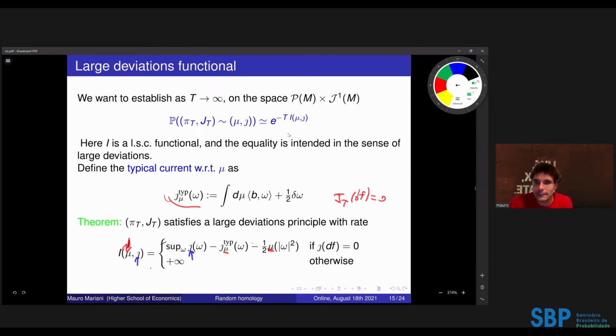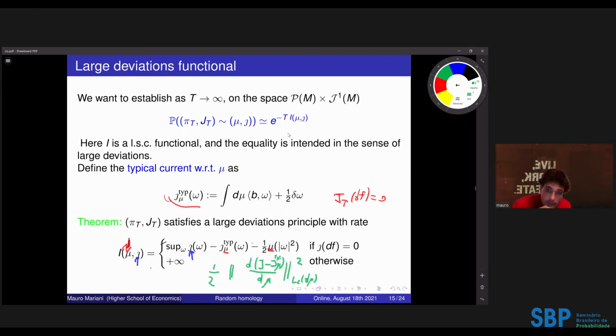But in reality, what is it? It's very easy to read. In reality, this is 1/2 the L2 norm of dJ minus J typical in the mu, L2 norm in the mu squared. What I mean is that you should imagine a current as a vector of measures. If this difference J minus J typical is absolutely continuous with respect to mu, so it's a vector, but every component locally, once you choose a chart, then this cost is finite. If it's in L2, this is the cost.